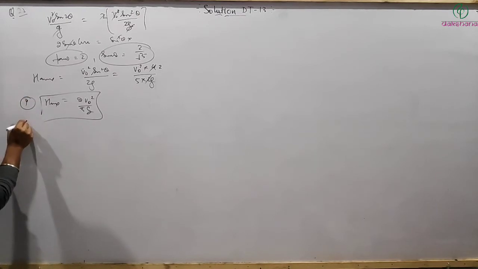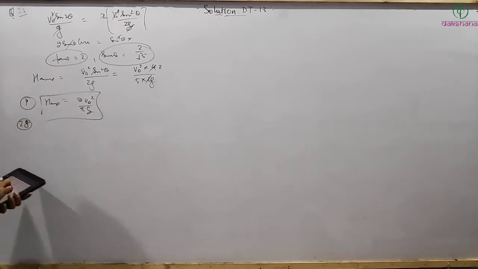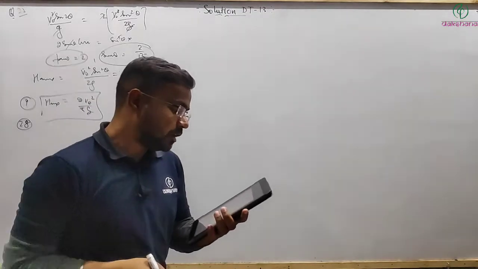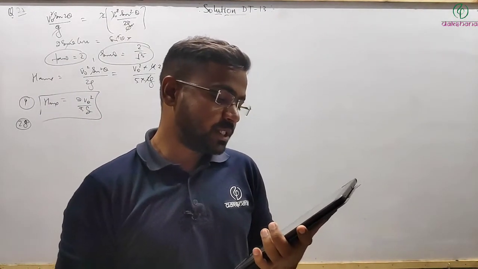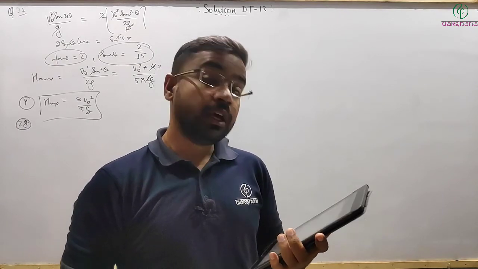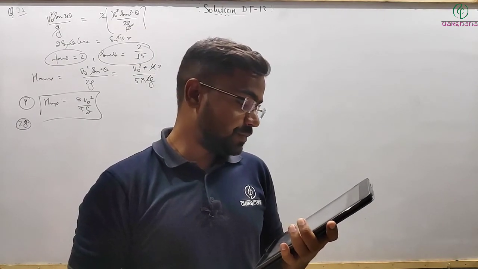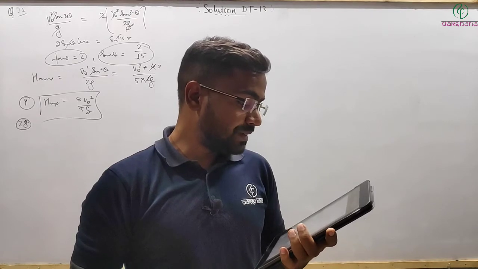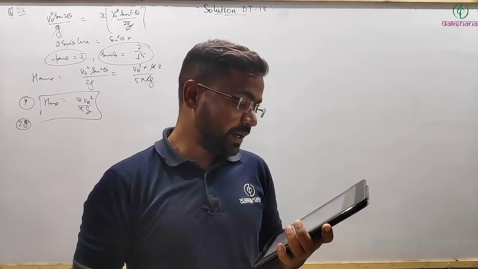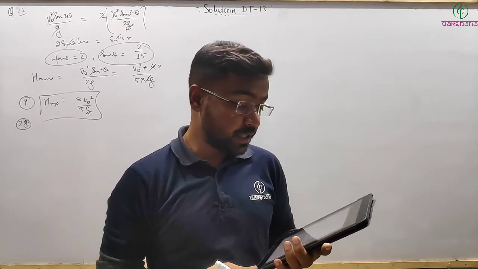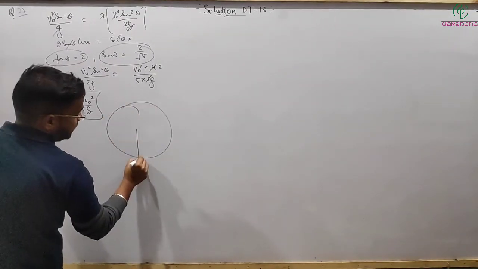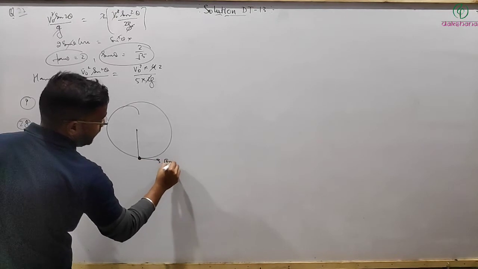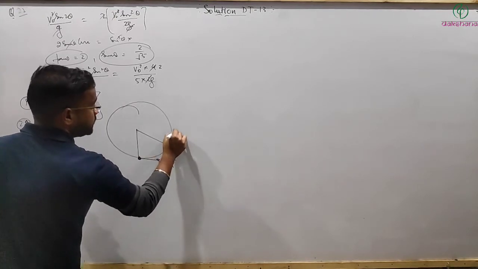Next question number 28. A particle of mass m is connected with an ideal string of length l. Other end of the string is fixed and the particle is given root 5 gl velocity at bottom. It revolves in vertical circle, then the speed of the particle when string makes an angle 60 degree with the horizontal. So here it is a vertical circular motion, and velocity is given as root 5 gl. So at some angle here, speed is let's say v.